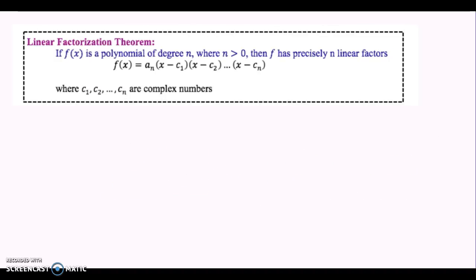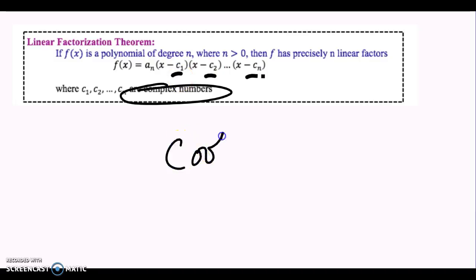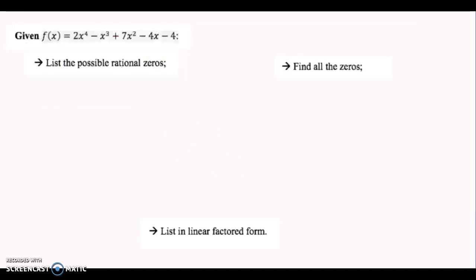Always. Now, in order to get that done, that's going to be a little bit of work. And please note that c1 and c2 and all these extra numbers here are going to be complex numbers. So there might be a real number here, there might be an imaginary number here. Cool. So we have our work cut out for us on this one.